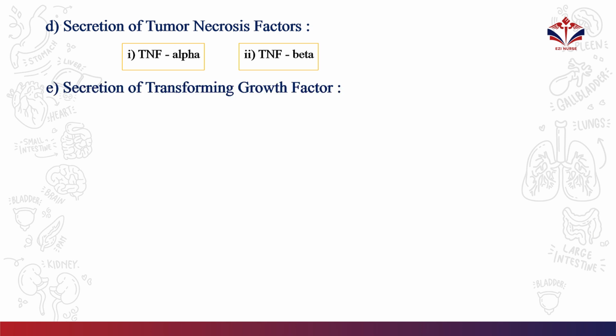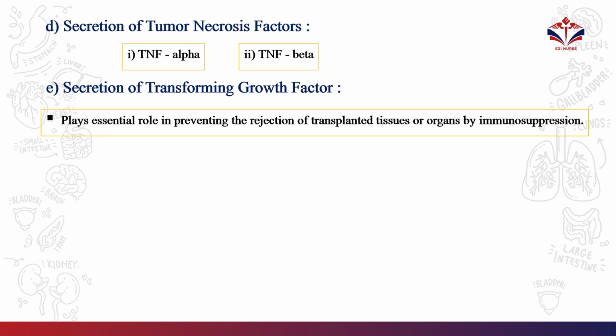And we have the secretion of transforming growth factor. So your RES, the reticuloendothelial system, is going to secrete the transforming growth factor, and this factor is very important because it plays an important role whenever you are transplanting an organ or any tissue in the body. There will be what's called immunosuppression because of that. So this factor is going to prevent the rejection of that particular organ through that immunosuppression.